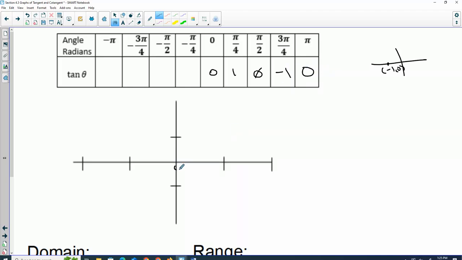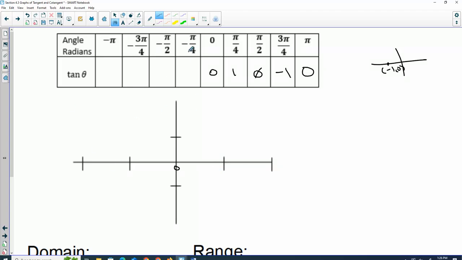So my x-axis, I am going to label these pi over 4. Oh, hold on. I don't think I put enough tick marks on there. Is this the same table I have on your handout? Okay. All right, let's go ahead and we'll do the other way too.